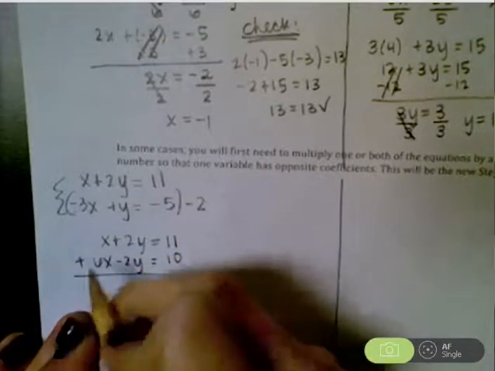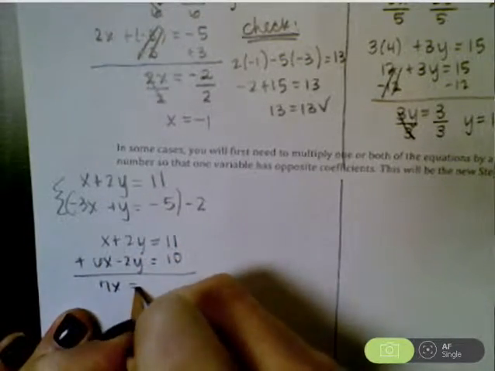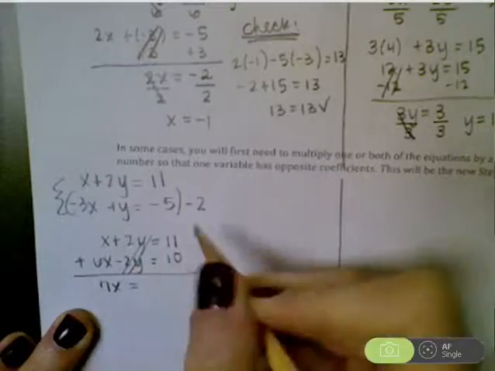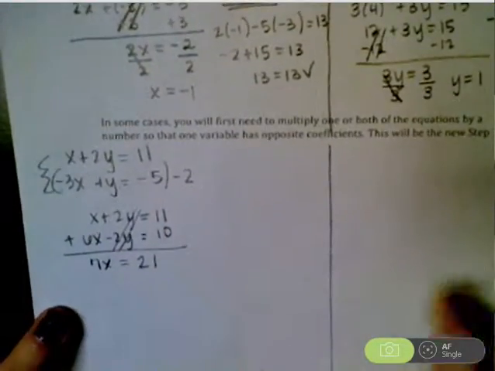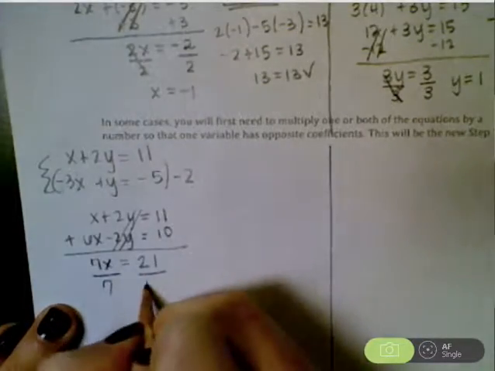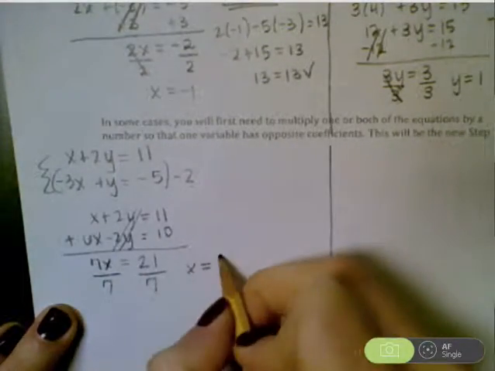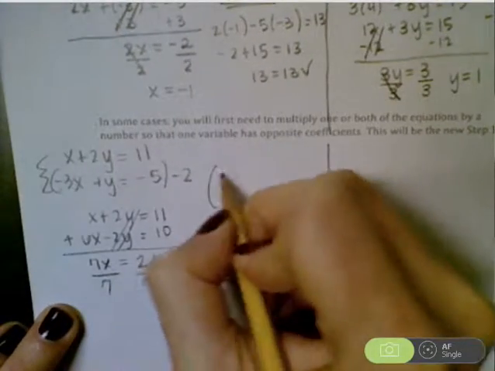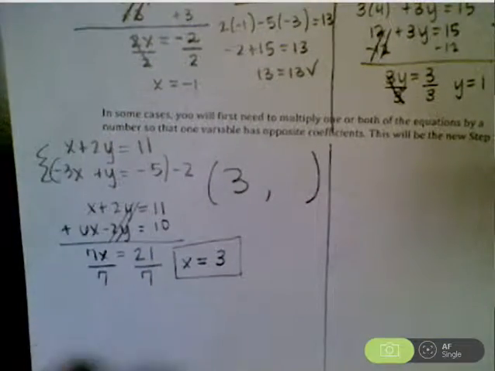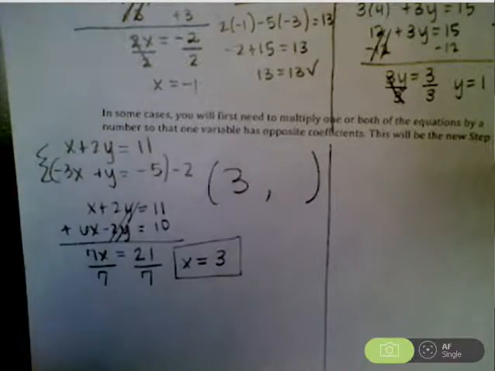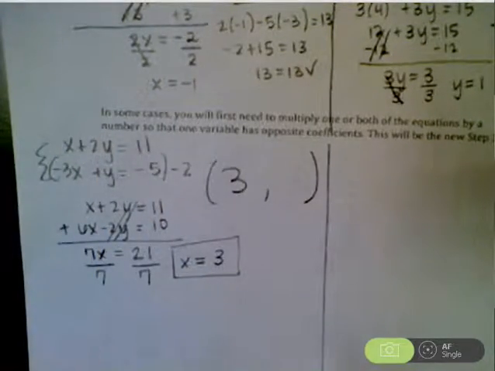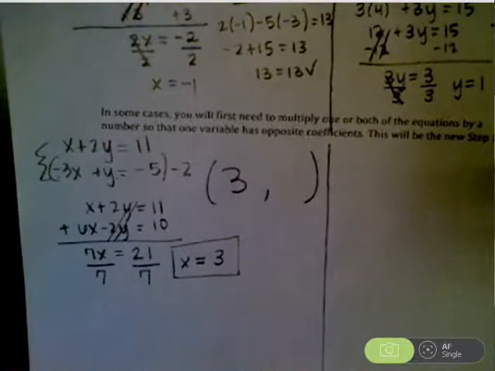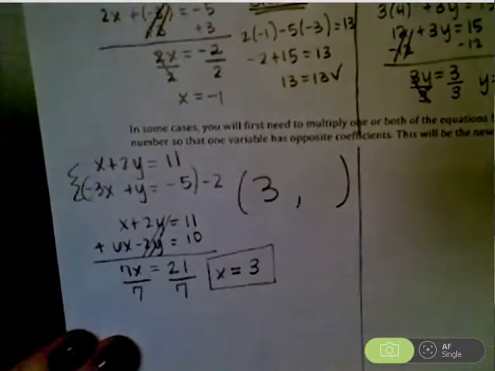So x plus 6x is 7x, 2y minus 2y cancels out, and 11 plus 10 is 21. So if 7x equals 21, then what's x? 3. Now, just like before, I'm going to find y by plugging in x into one of the original equations. Don't try to plug it into one of the ones that you changed. Always plug it into the original one. It's going to be easier that way.